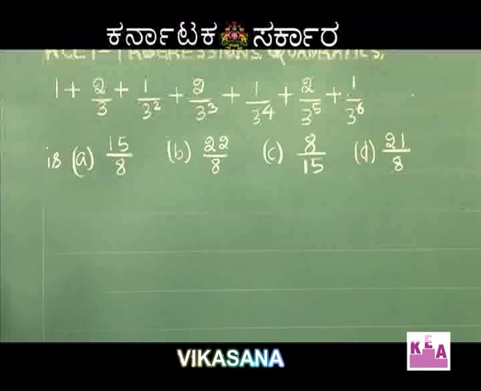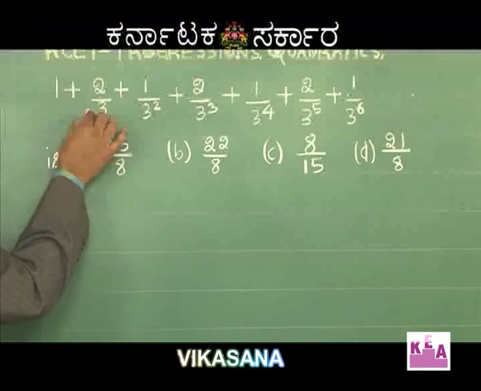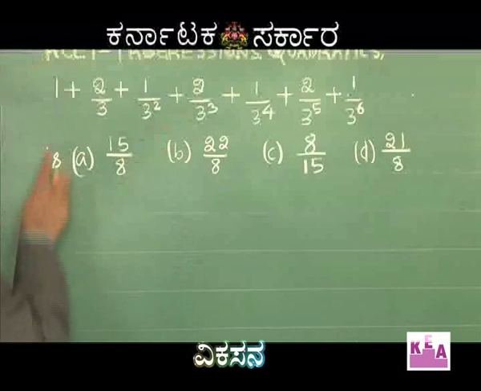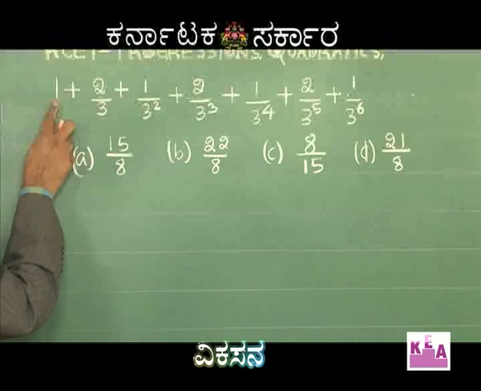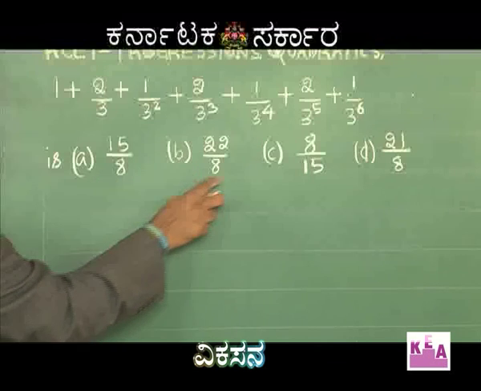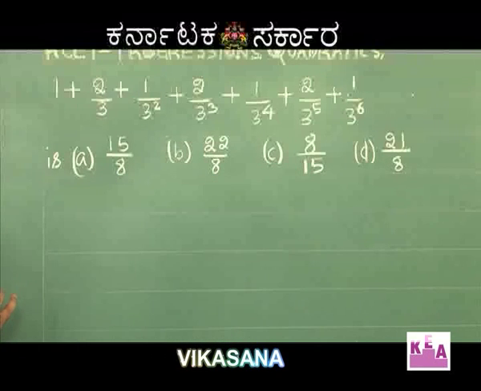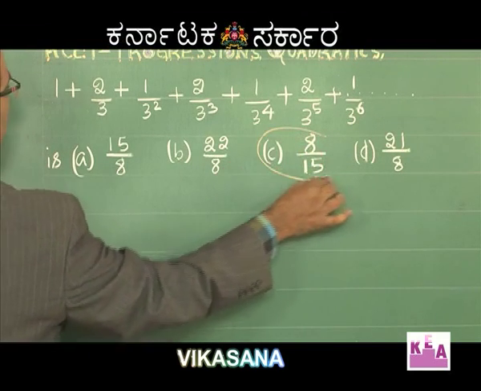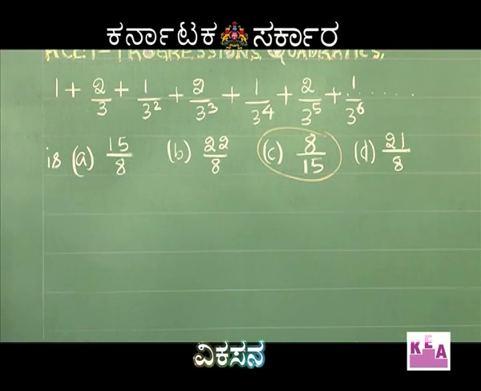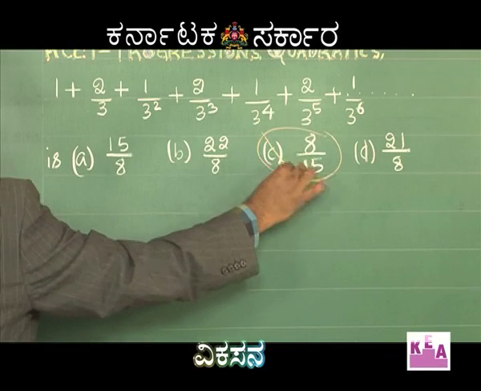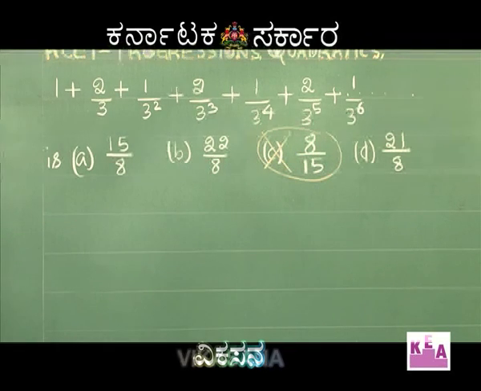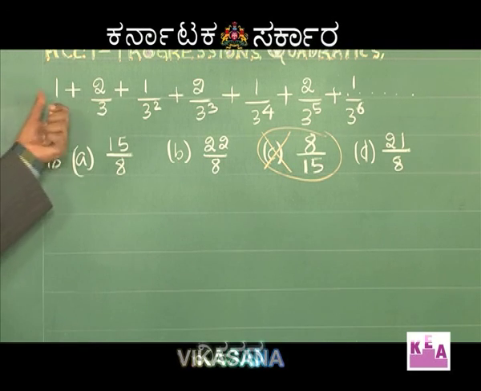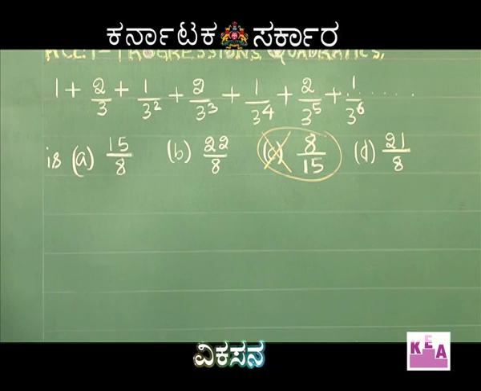Look at this, dear students. You have 1 plus something. You don't have any negative number here. So the answer must be greater than 1. Look at the options. Whichever is less than 1, just try to avoid it. You can easily observe option C is 8 by 15, which is nearly equal to 0.5. It is highly impossible. Now we have to choose one among the 3 options. Got it? Anyway, there is one more logic. That logic I will explain at the end.